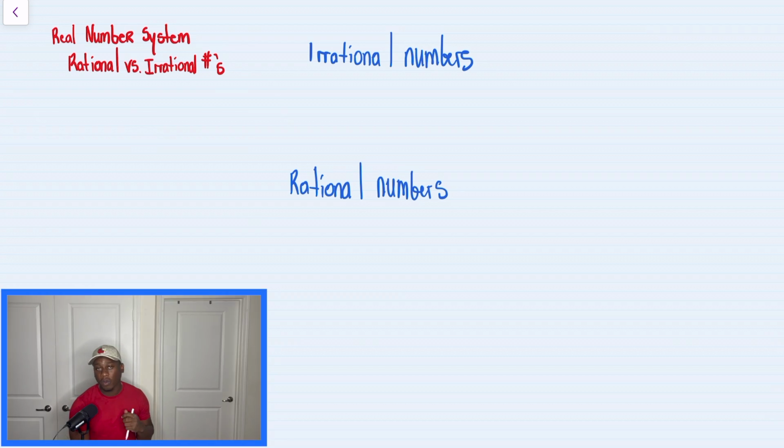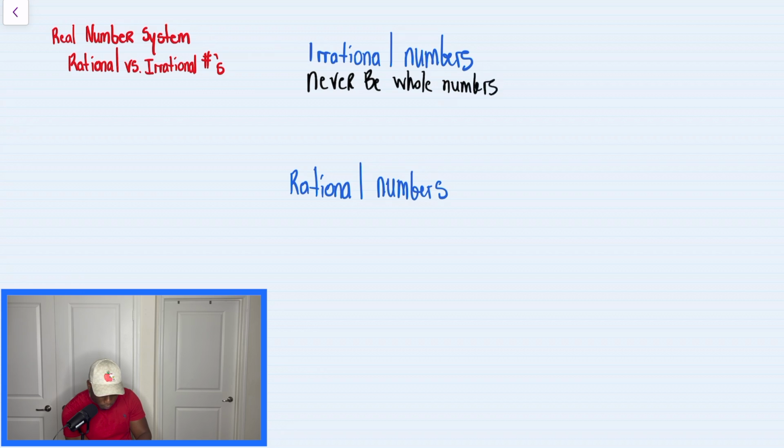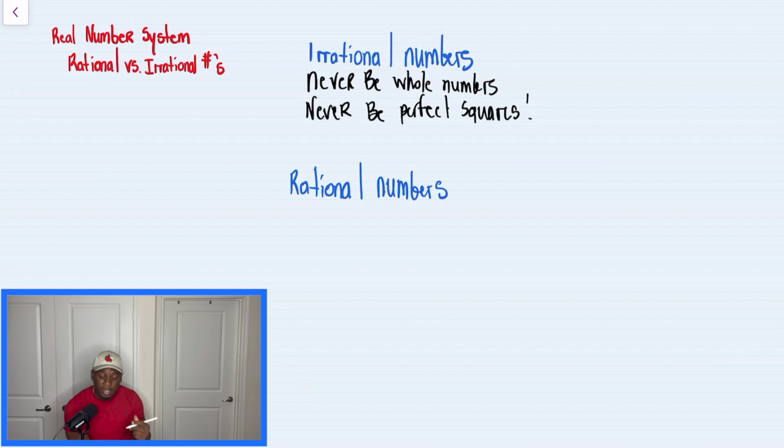Today's video, I'm going to do a complete review on rational and irrational numbers and what the difference is between the two. So, when we're talking about irrational numbers, guys, I'm going to give you some very important details, all right? Irrational numbers will never be whole numbers, and they will never be perfect squares. All right, so let's establish that real quick.